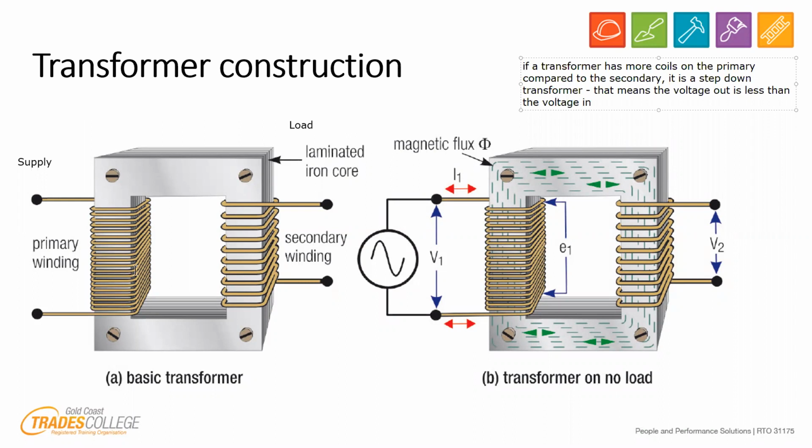What do I mean by that? If this one here was step down, which it is, this could be used, for example, for a pool light. That could be 230 volts AC in, and 12 volts AC out. They only work on AC; I'll talk about why in a second. Notice that there are more coils on this side than that side.